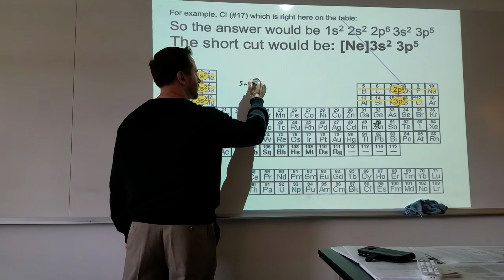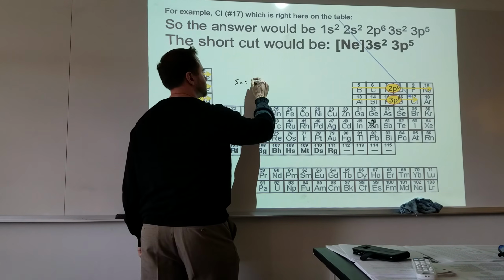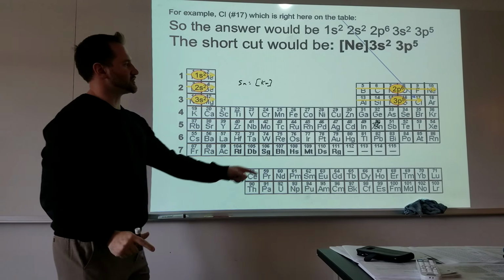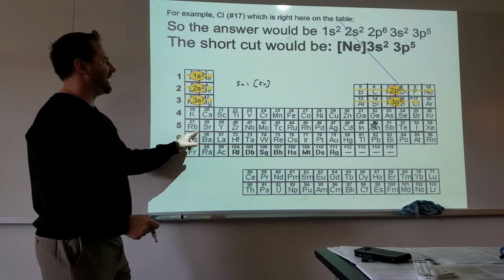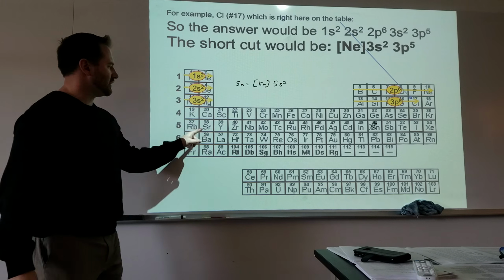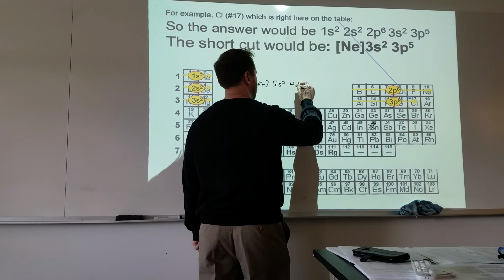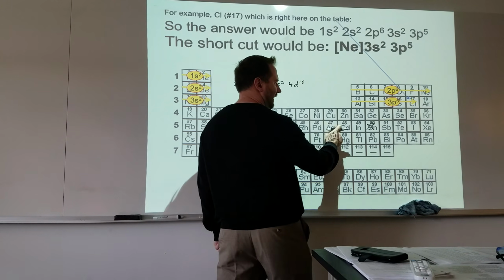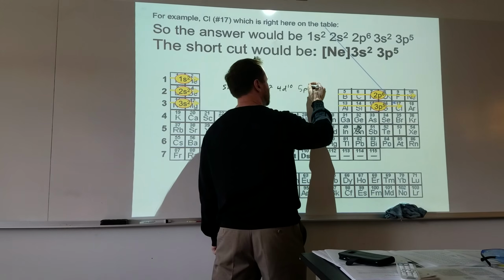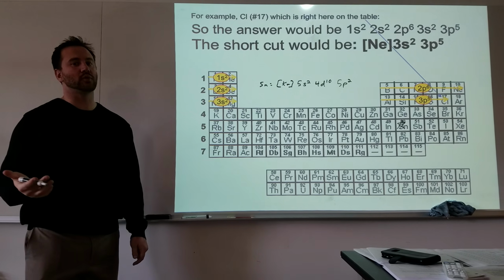for tin, you could write the noble gas that comes before it, which in this case would be krypton, and then write whatever else is left in that shell. So after krypton would come 5s2. And then you would write 4d10. And then after the 4d10 fills up, you have 2 electrons in your 5p subshell, and that is how you would write the noble gas configuration, which saves you quite a bit of time.